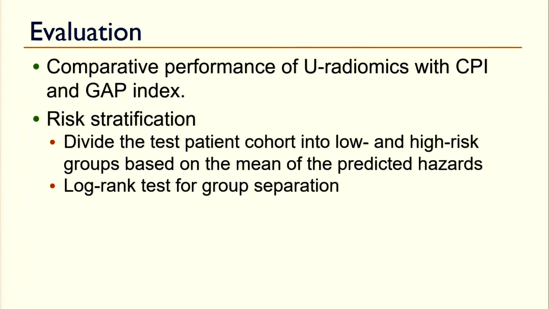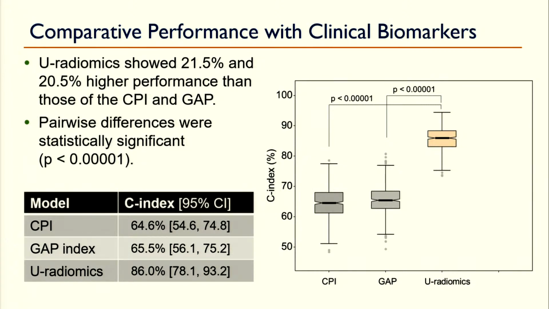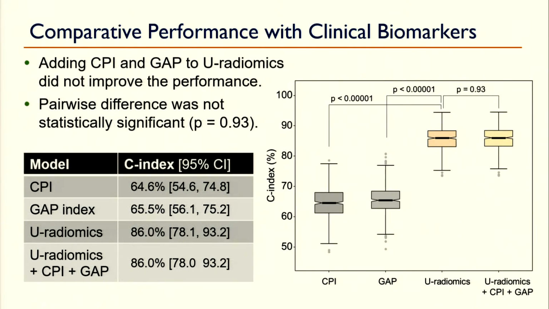We also evaluated the risk stratification performance by dividing the test patient cohort into low and high risk groups based on the mean of the predicted hazards, where the group separation was tested by use of the log rank test. Here is the result of the comparative performance. The U-radiomics had a higher C-index value than those of the CPI and the gap index, and this improvement was statistically significant. We also tested the performance of the combination of the CPI, gap index, and U-radiomics, but this did not improve the performance. These results suggest that the U-radiomics provides a much more comprehensive assessment of the IPF than do either of the CPI or the gap index.